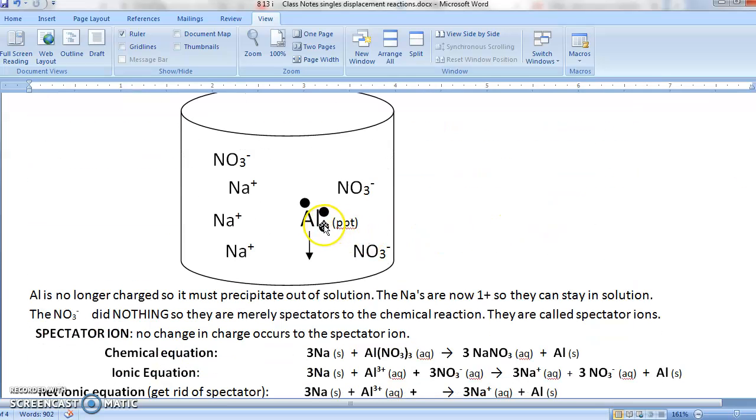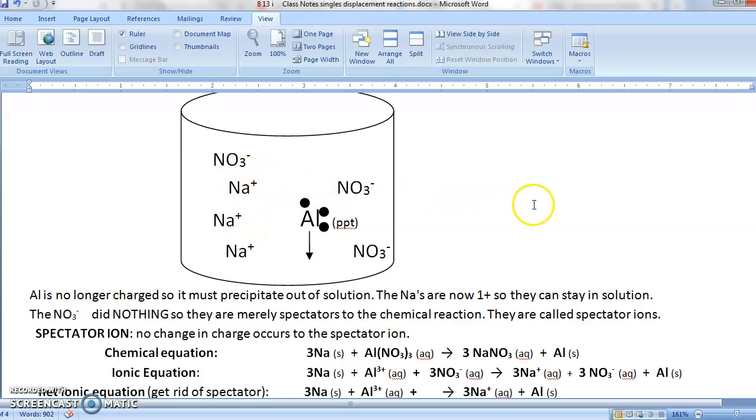So in this portion, we now see the aluminum has the sodium's electrons. It is no longer charged, so water cannot hold it in solution, so it will precipitate. PPT is the abbreviation for precipitate. It will precipitate out of solution. Now, the sodiums are charged, so they will be able to remain in solution.